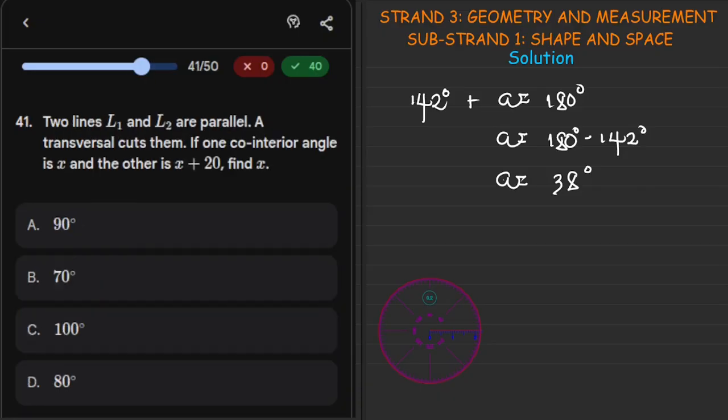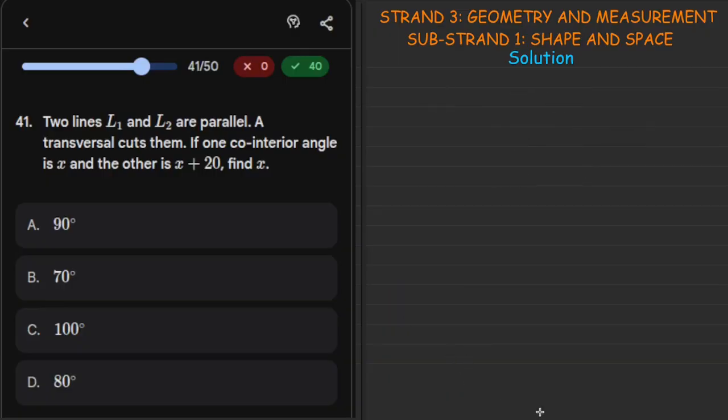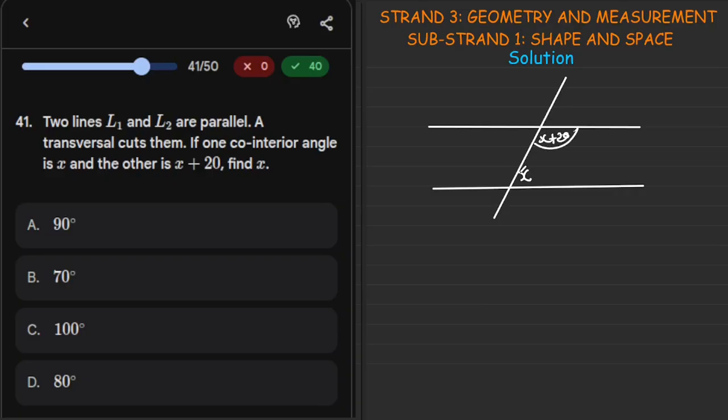So let's look at 41. Question number 41. It says we have two lines, L1 and L2. So this becomes our L1 and another here being our L2, and they are parallel. Now a transversal cuts them. If one co-interior angle is x, and the other is x plus 20. So you are going to let this be our x, and then the other becomes x plus what? 20. Now to find the value of x.